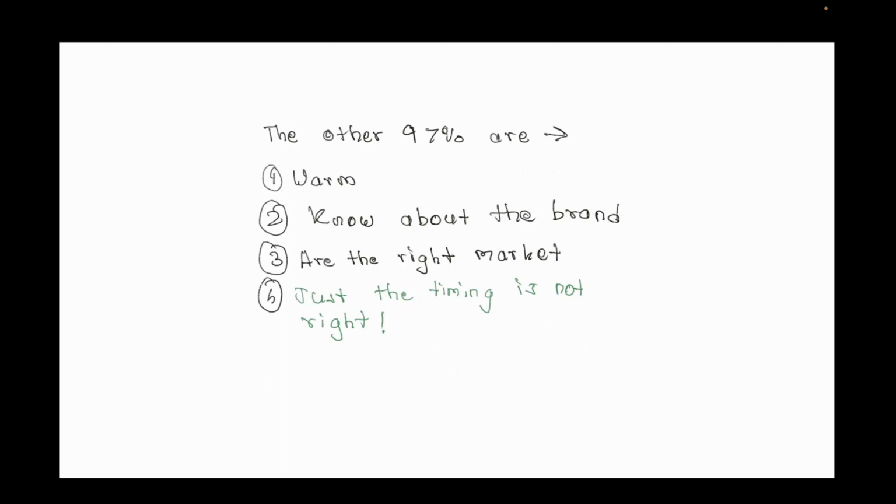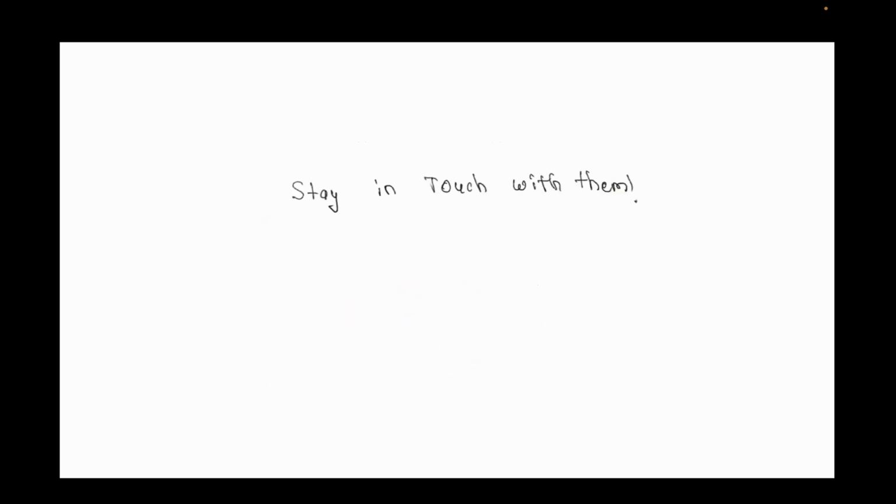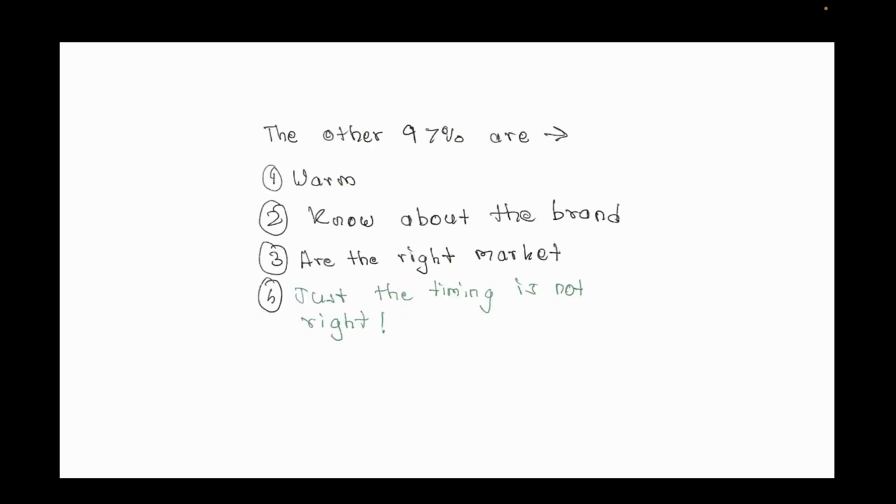Well, the answer is that you stay in touch with them. Why? Because these 97% people are warm. They know about the brand. They are the right market, because they have taken the effort of coming to your VSL and giving you their email ID and name. And when I say VSL, it's a placeholder. It could be any kind of lead magnet that you have.